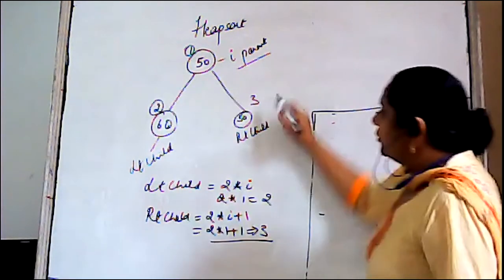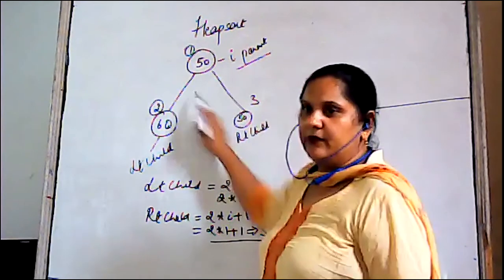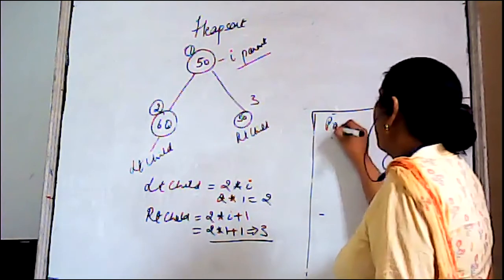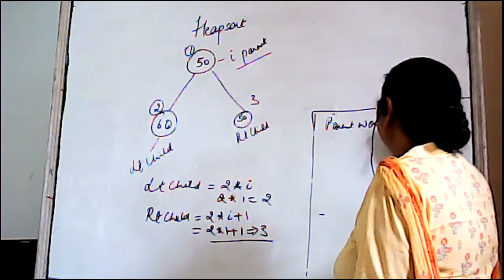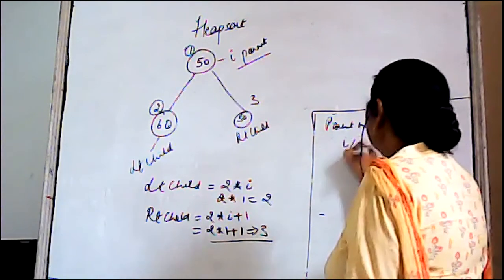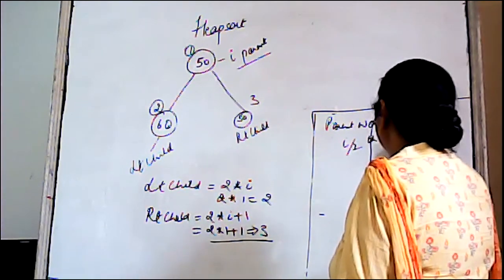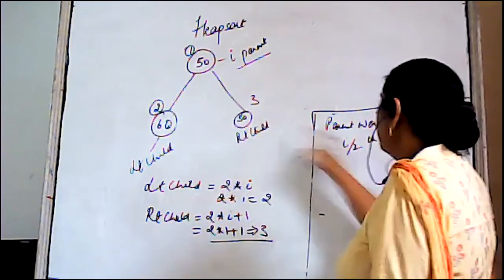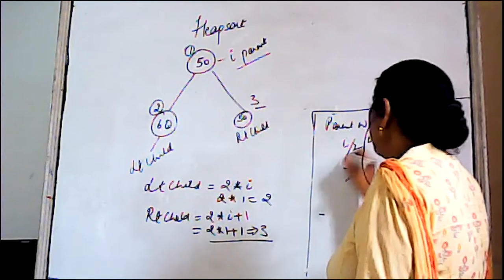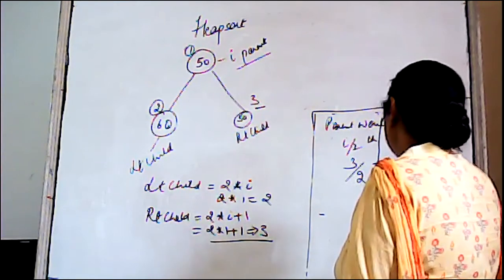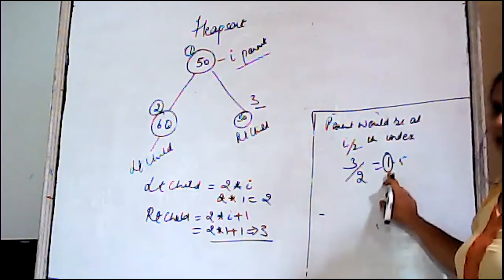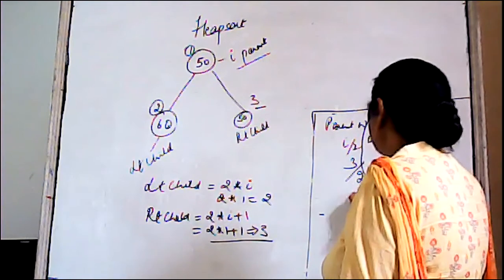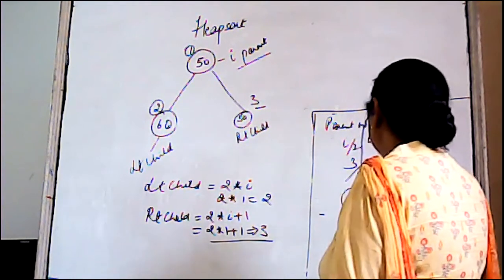Next, if I want to know who is the parent of 30, then the parent would be at the I by 2th index. For example, I want to see the parent of 30. The index number of 30 is 3. Value of I is 3. 3 by 2 gives me 1.5. You are going to take the floor value. So the parent will be at index 1.